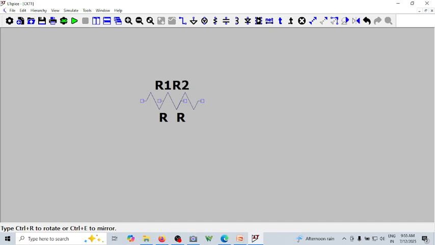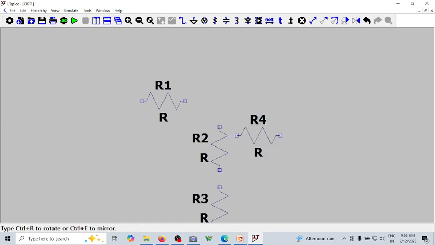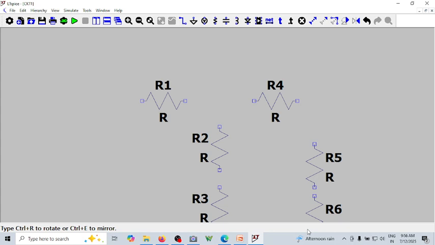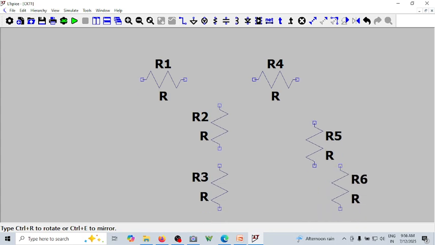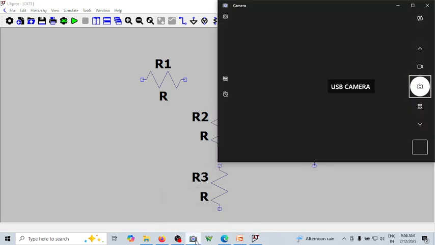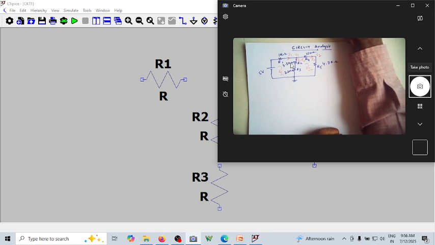See, it is placed, and R2 is actually in this direction, and then I have, of course you can see it is incrementing by 1 after every placement. So I have this, and then I have this. Once you place all the components, you can simply press escape, and the component will go off. See, this is the circuit that I have. See, this is R1, R2, R3, R4, R5.